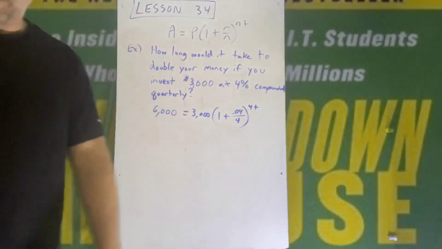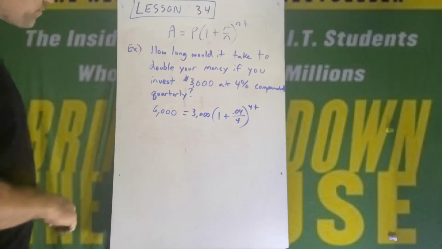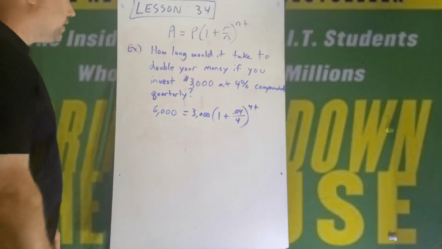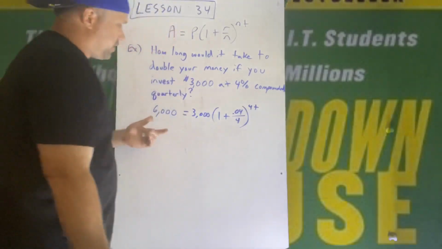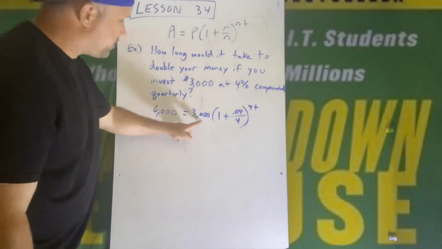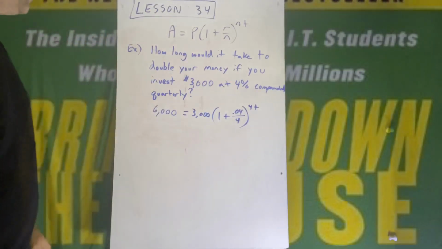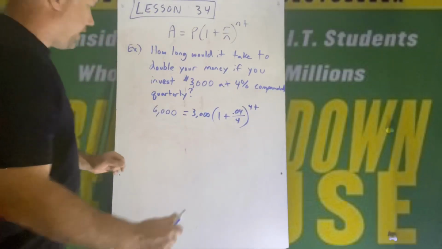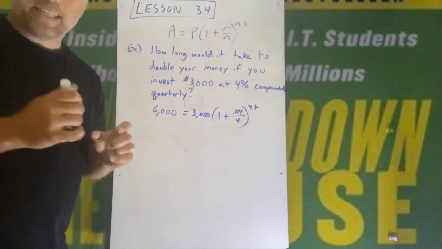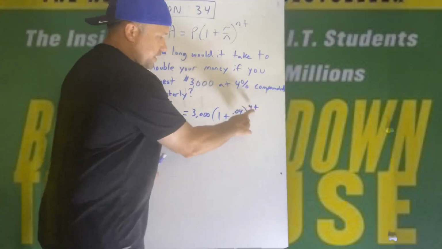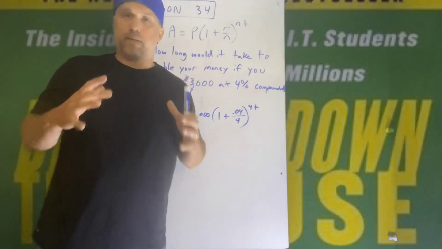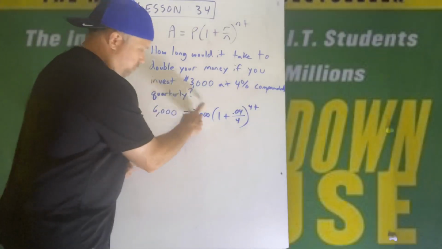So there's the setup. Now to solve this thing, the first thing you need to do, you can do a couple of different things. You can either divide this 3,000 over first, or you can clean up what's inside the parentheses first. It's your choice. I'm going to go ahead and divide both sides by 3,000. I need to do that because I'm trying to solve for T. When you're solving an equation, you're trying to get that thing by itself. So I need to get rid of this 3,000.